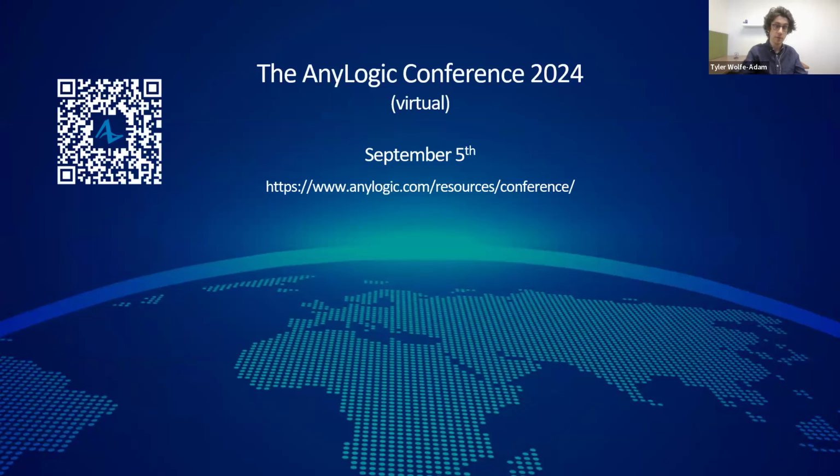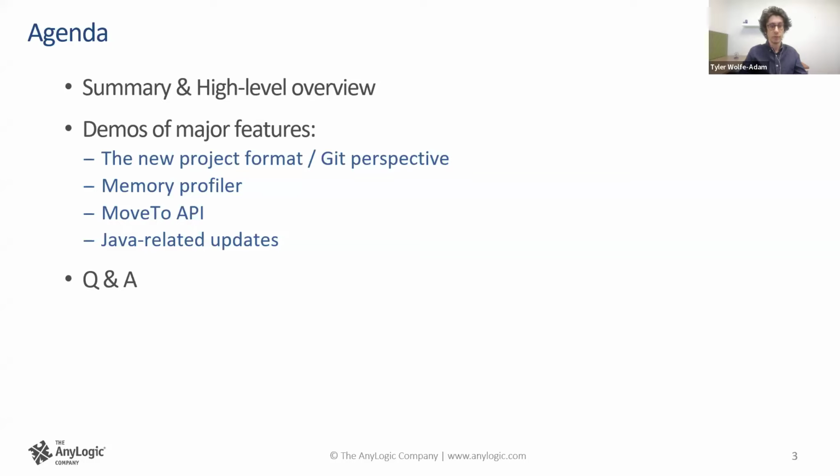So in terms of today's webinar, taking a look at our agenda, we're going to start with a 10 to 15-minute summary of the high-level overview of the features, and I've set this up in a way that it's catered to anybody, regardless of your technical level. After that, we'll go through a few demos of the major features, including ones on the new project format and the Git Perspective, the memory profiler, and the MoveTo API, and then the various different Java-related updates. Note that for the demos, due to the highly technical nature of this update, the assumption will be that you're already familiar with AnyLogic, at least at a beginner's level.